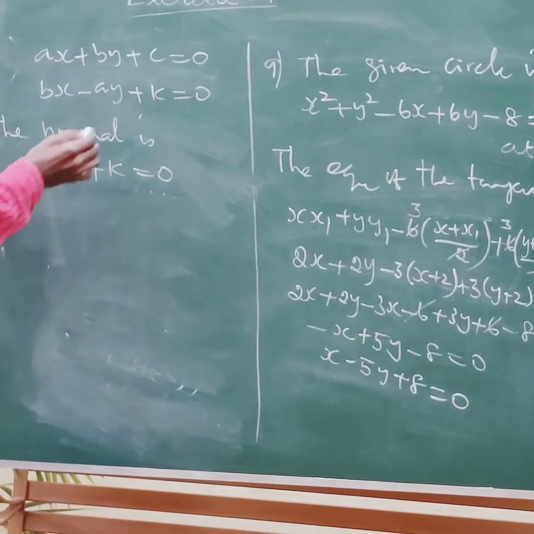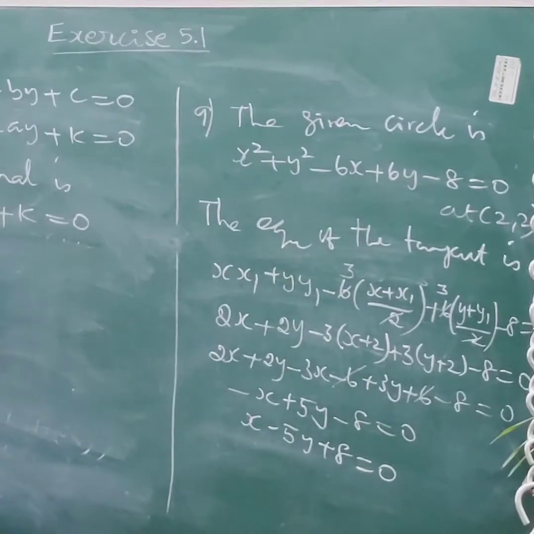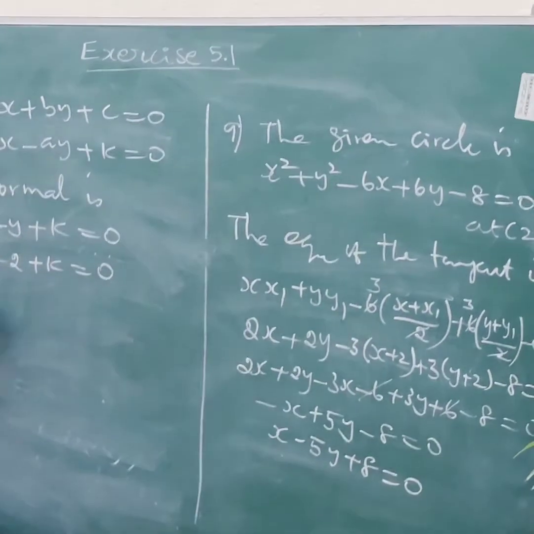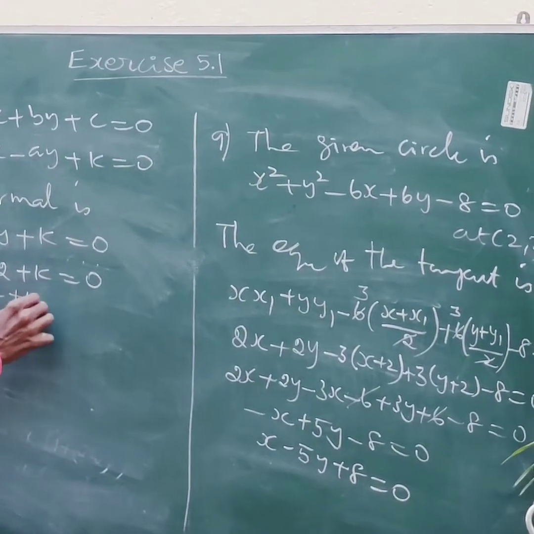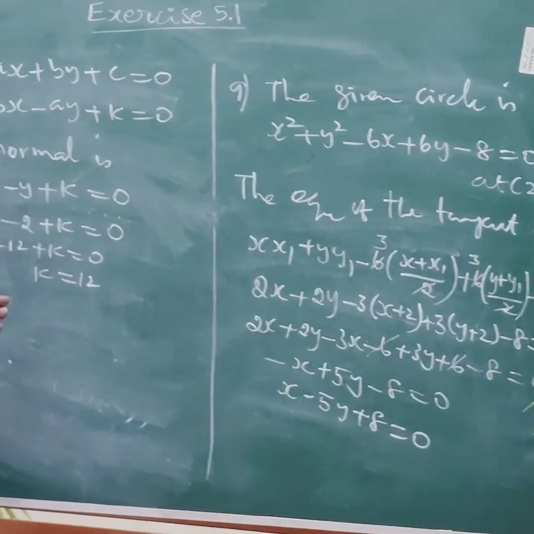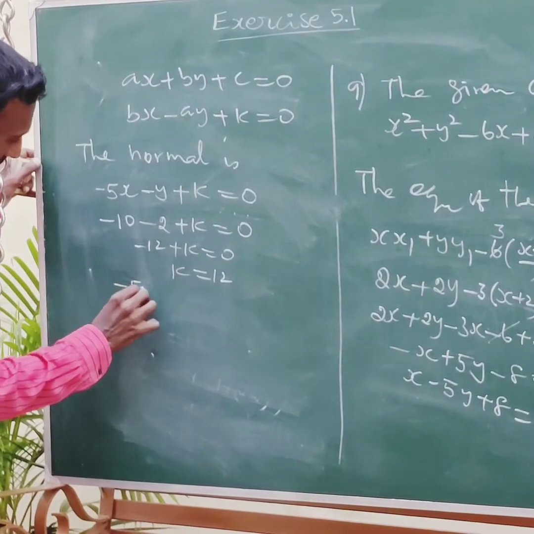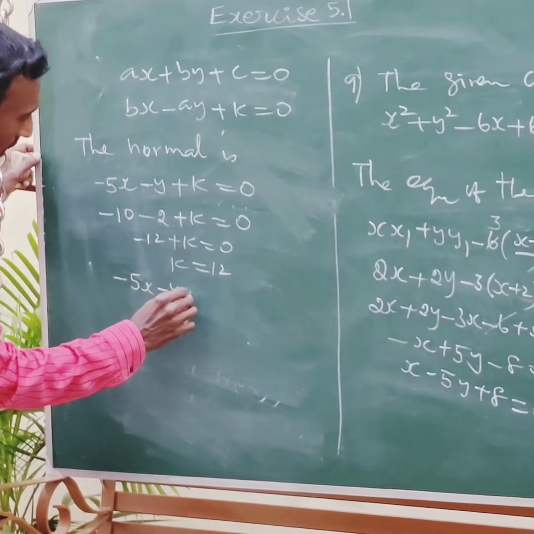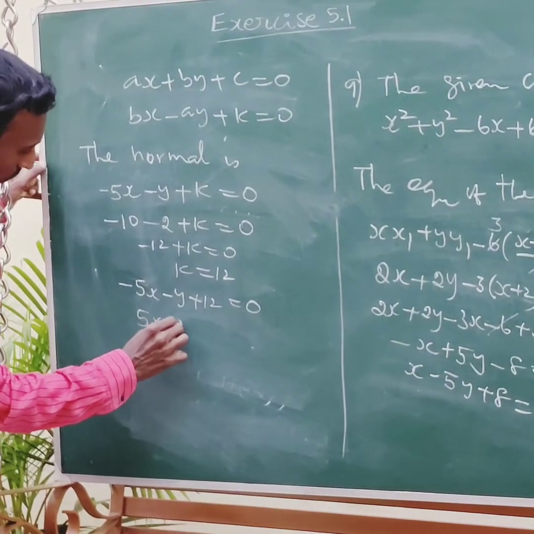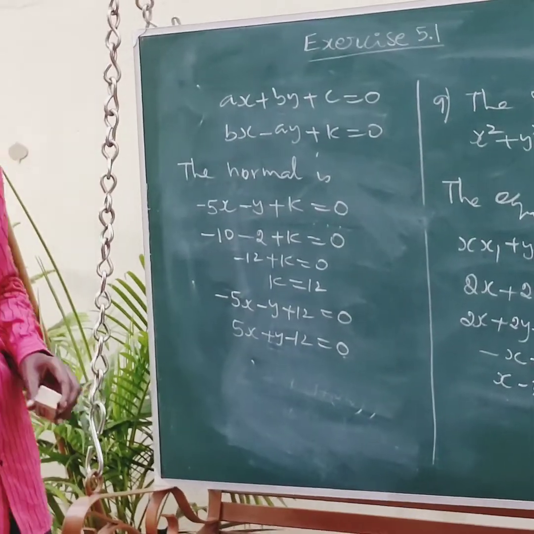So it passes through the point (2, 2). So use that point here. Minus 10 minus 2 plus k equal to 0, minus 12 plus k equal to 0, k equal to 12. So use that value here, minus 5x minus y plus 12 equal to 0. Replace, we are getting 5x plus y minus 12 equal to 0. That is the equation of the normal.